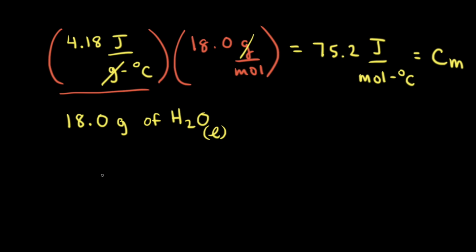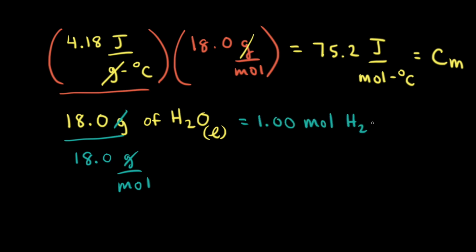Let's say we had 18.0 grams of water. If we divide by the molar mass of water, which is 18.0 grams per mole, the grams cancel, and that gives us 1 mole of liquid water, so 1 mole of H2O. Using the molar heat capacity of water, it would take positive 75.2 joules of energy to increase the temperature of that 18.0 grams of water by 1 degree Celsius.